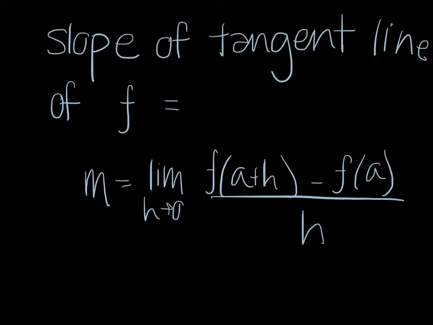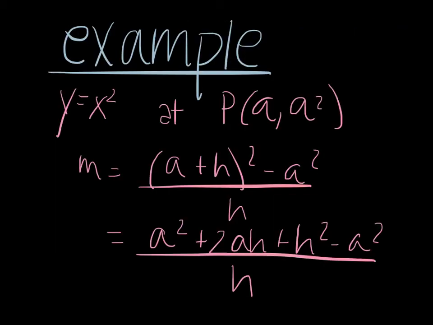To find the slope m of the tangent line to the graph of a function f at any point p, we use the equation m equals the limit as h approaches 0 of f of a plus h minus f of a over h. For example, to find the slope of a line tangent to the graph y equals x squared at any point p where the coordinates were a, a squared, we first plug in a to the equation. For example, m is x plus h squared minus a squared over h.